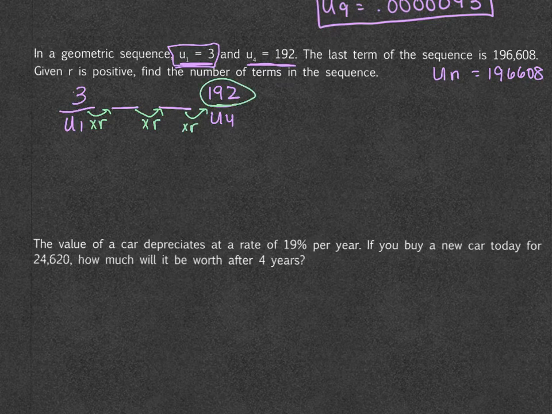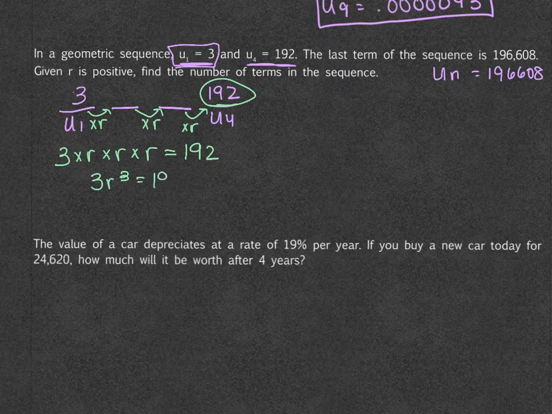So I have enough information here to solve for r. I know if I take 3 and I multiply by r times r again, it will give me 192. So I'm going to write this out. So 3r cubed would be 192. And then we can solve this equation for r. So if I divide by 3, I get r cubed equals 64. And then take the cube root, so r would be 4.